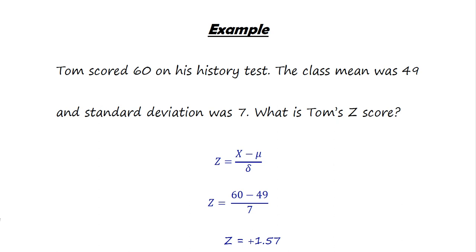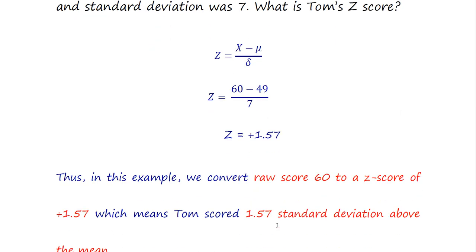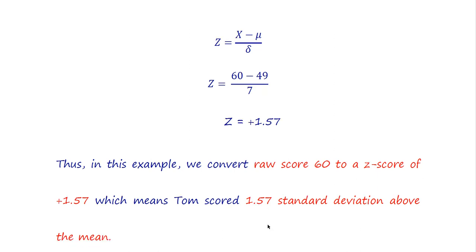After simplification, Z is equal to plus 1.57, which shows that Tom scored 1.57 standard deviations above the mean. We can say that the average is 49 and Tom's score is 1.57 standard deviations above the mean performance.